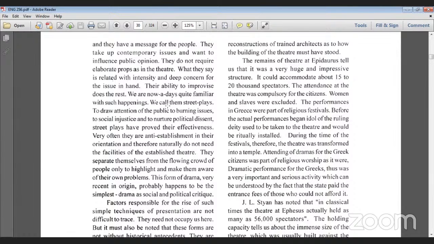Before the actual performance began, the idol of the ruling god used to be taken to the theater and ritually installed. During the time of the festival, therefore, the theater was transformed into a temple. Attending drama was, for the Greek citizen, part of religious worship. Dramatic performance was thus a very important and serious activity, which can be understood by the fact that the state paid the entrance fees of those who could not afford it.